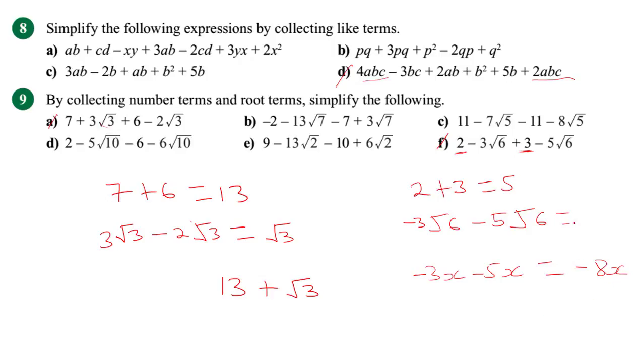So here, I'm going to say negative 3 root 6, take away 5 root 6, is going to be negative 8 root 6. Okay? So that's how to look at it. So I can then take this one out.